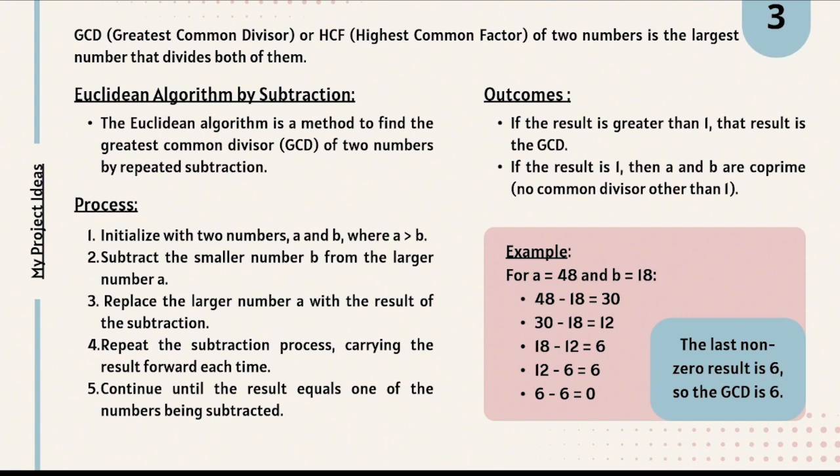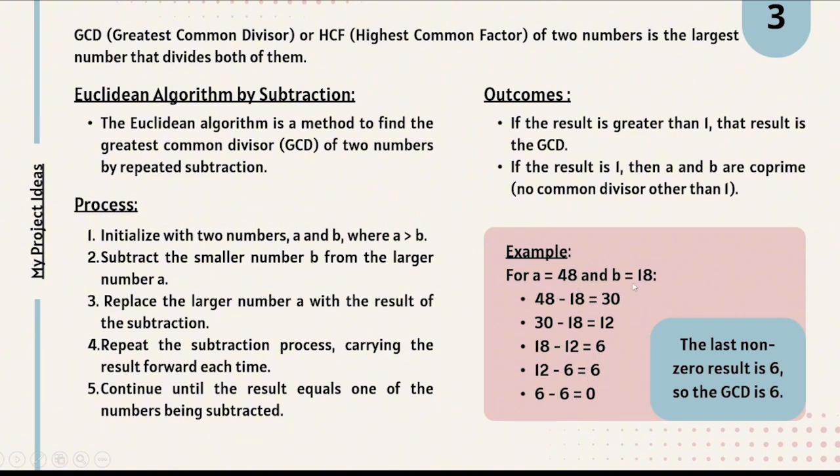Suppose here A is equal to 48 and B is equal to 18. Subtract 18 from 48, you get 30. 30 minus 18 gets 12. 18 minus 12 is 6. 12 minus 6 is 6 and 6 minus 6 is 0. So here you got 0. So before that step, you get the answer 6. So this is basically the GCD of 48 and 18.